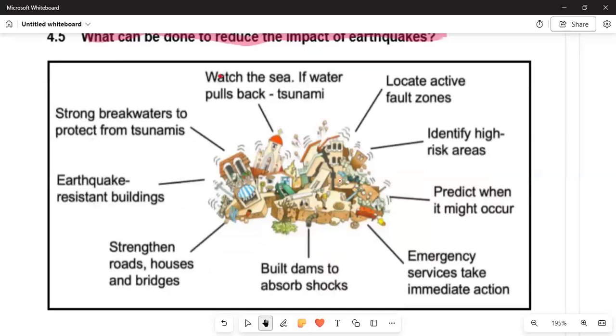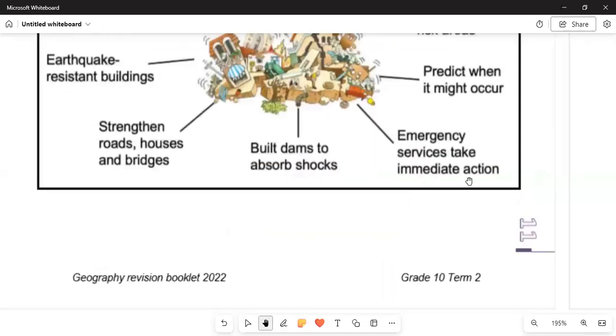The other one, number seven, strengthen the roads, houses, and bridges. They need to be maintained properly. And number eight, the earthquake resistance of buildings. So those buildings must be built to be resistant to earthquakes. And then lastly, there should be strong breakwaters to protect from tsunamis. That is for 10 marks.